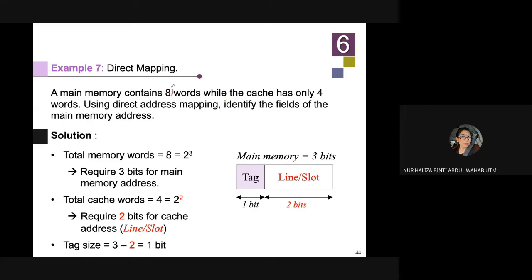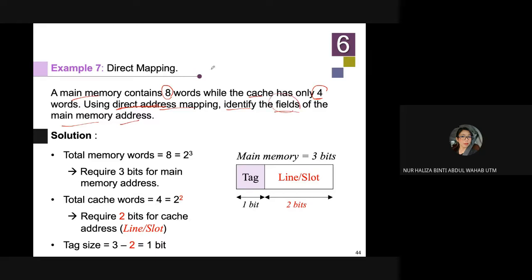Then over here you can see 8 words, while the cache has only 4 words. It gives you the main memory size and also the size for the cache. Using that, using direct address mapping, identify the fields of the main memory address. You need to identify the fields for the main memory address.